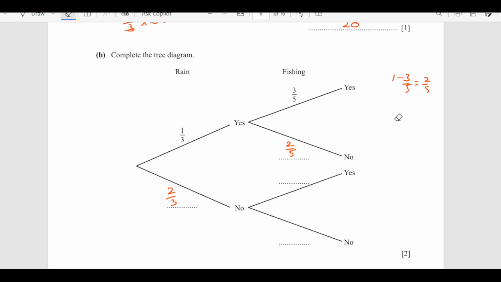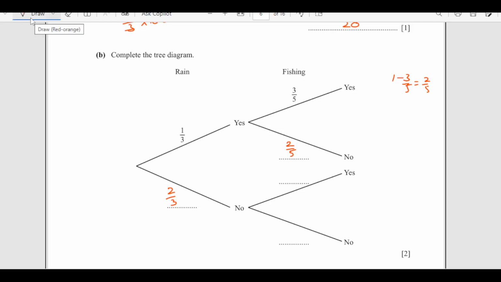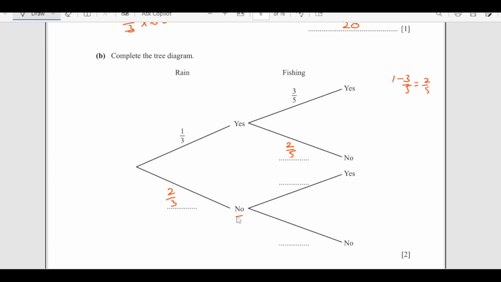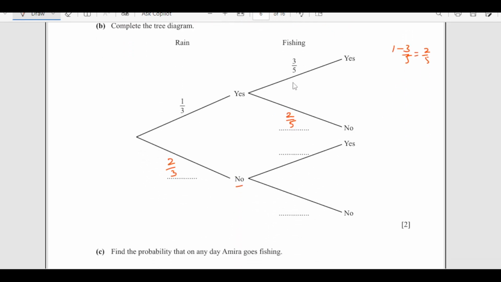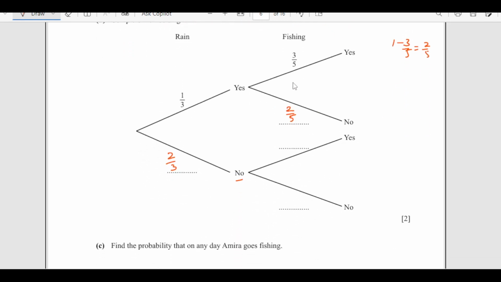I think it glitched here. So this is 1 over 3, then this is 2 over 3. The other one, this is yes rain, no. When it is no, then we have given, when it does not rain, it goes for fishing is 3 over 4, and not is 1 minus 3 over 4, it is 1 over 4, right? So this is simply, you can complete this diagram.